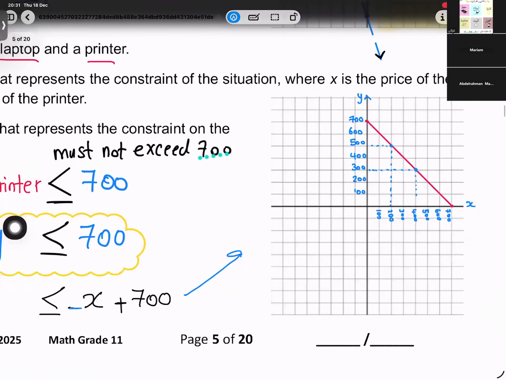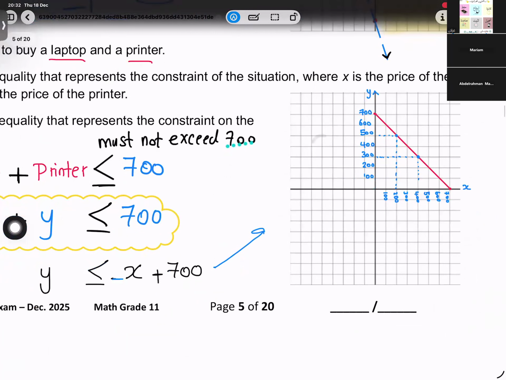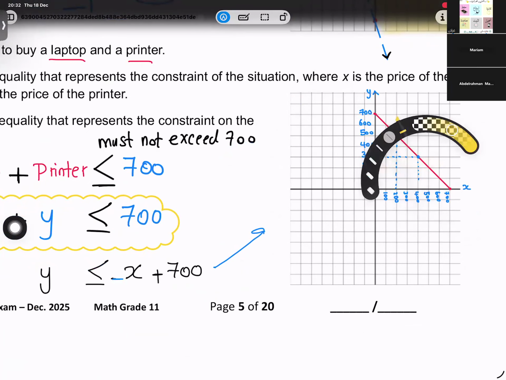Do you have to shade here or no? Here we can shade the lower area, below the line. Yeah, below. Okay.